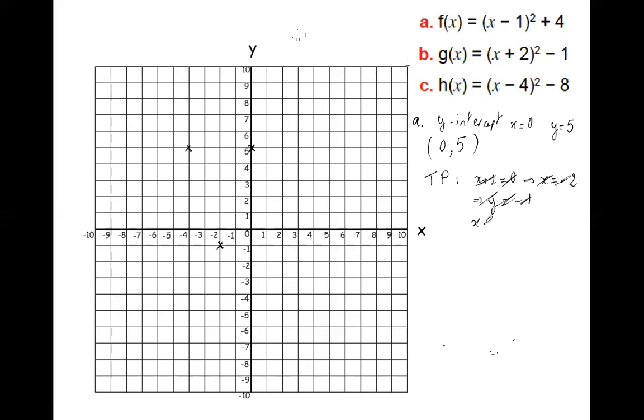So x minus 1 equals 0. Then x equals 1. And when x equals 1, I've got y equals 4. So (1, 4). So we can ignore these ones. So I've got 3 here and 3 here.